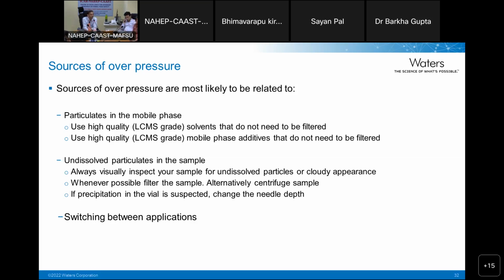Switching between applications, when you are changing some application, changing your mobile phases, allows sufficient wash up of old mobile phases before running the new mobile phase. Like there are some buffers that were run in the previous experiments, and you are changing the method now. So it is better to remove all those previous buffers with water and then connect the new mobile phase.